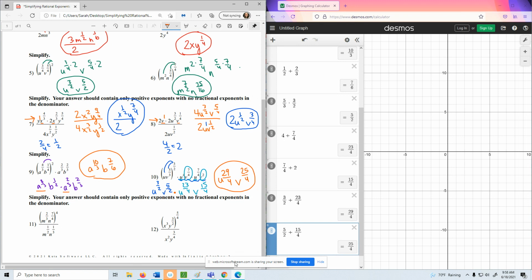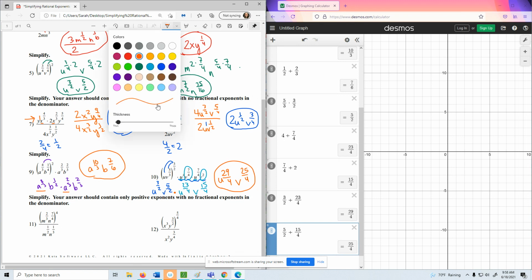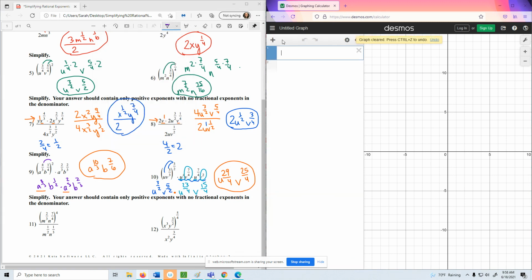The last two, like we've done in the last few problems, you're going to start with the parentheses, the power of a power stuff. Before we get into that, I'm going to clear out my Desmos because it's getting a little messy there. So I'm going to distribute. I'm going to do, for my m's, 2 over 3 times 4. Switch that to a fraction, and I get 8 over 3. Same idea for n's. 7 over 4 times 4, and I get just 7.